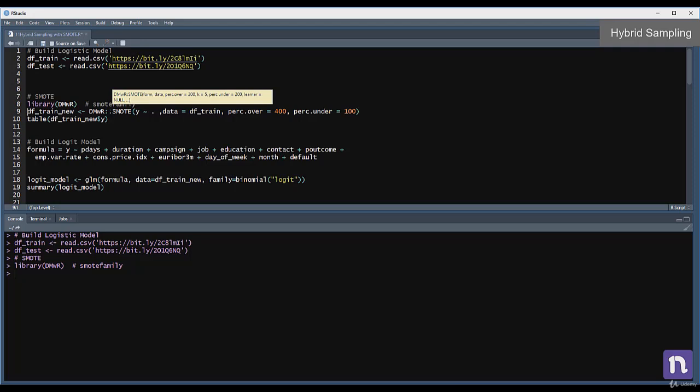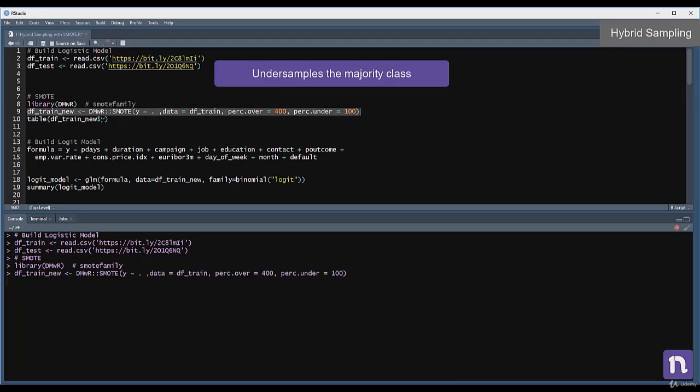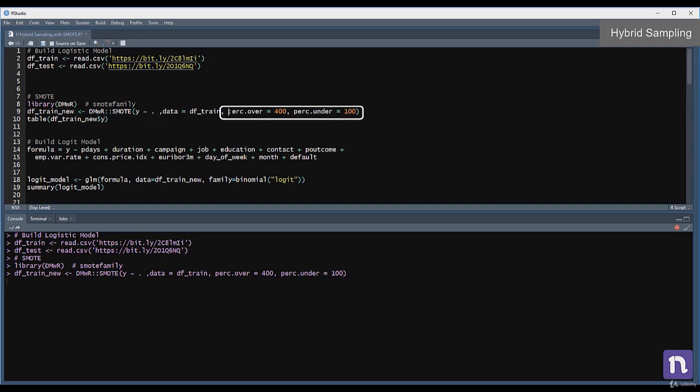What SMOTE does is it creates new samples of the minority class that are very similar to the data that is already present in the training data set. It also undersamples the majority class so that ultimately the new dataset has a balance of the majority as well as the minority class. The percentage over and percentage under arguments over here control how much oversampling and undersampling has to be done on the dataset. Now, approximately you have a comparable proportion of the minority as well as the majority class.